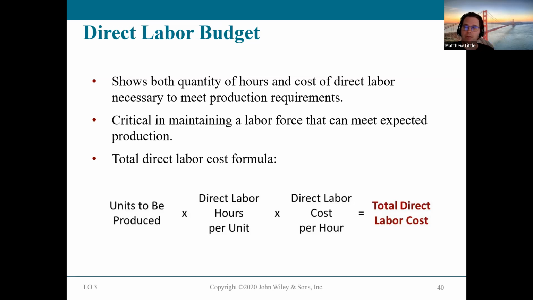Stepping back one step further, you look at units to be produced. You hopefully know how many hours it takes to produce that unit times the labor cost per hour will give you the direct labor cost. So then depending on your business, you might know A times B already, or maybe that's what you need to find out.